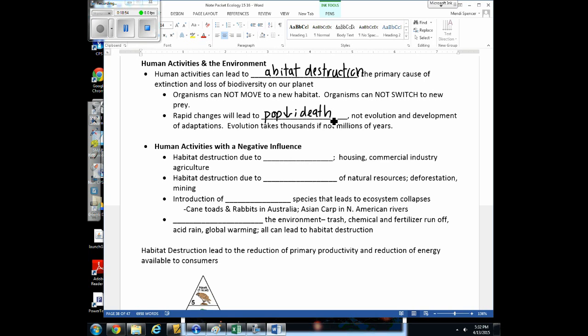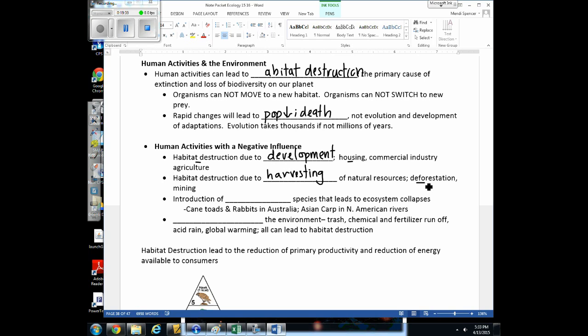So here are some activities that negatively influence biodiversity or affect the extinction rates on our planet. Habitat destruction, simply due to development. What we mean by that is simply clearing off ecosystems for housing, industry, and fields to grow crops. There's habitat destruction due to harvesting of natural resources. When we remove trees for building materials and other supplies, or mine natural resources, we can destroy habitats in that process.